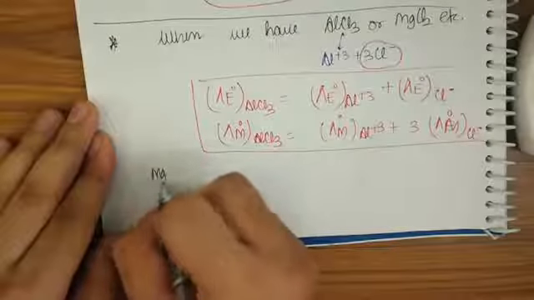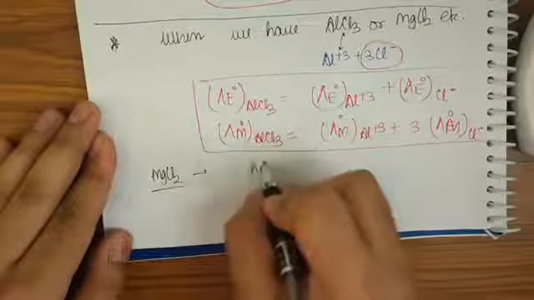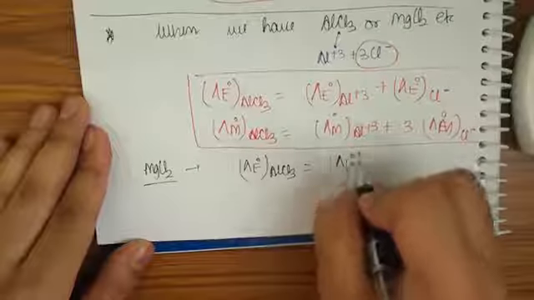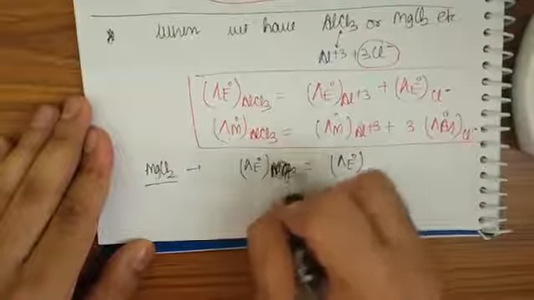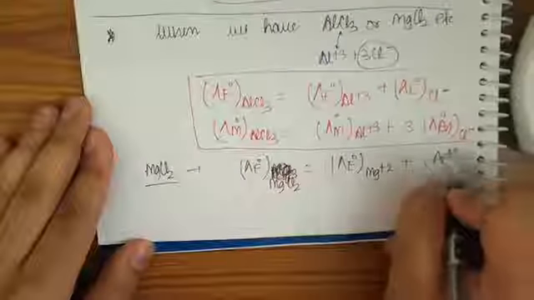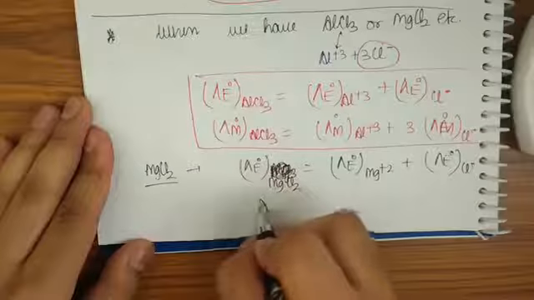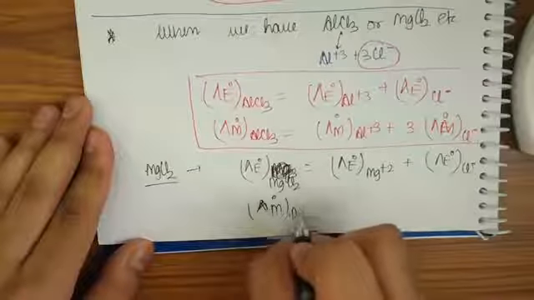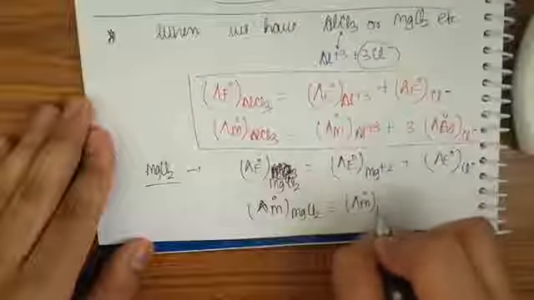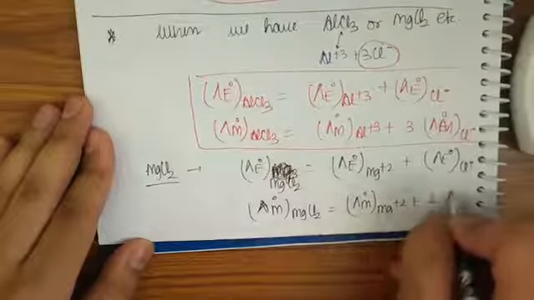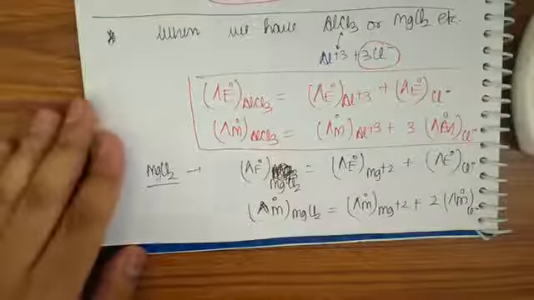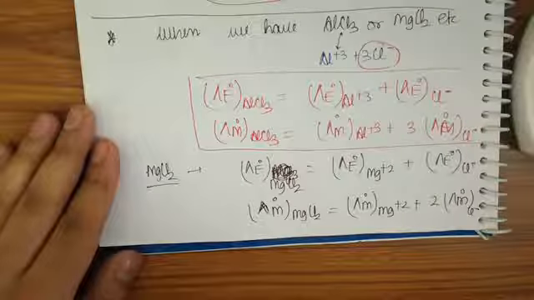Let us take another example. If I have MgCl2, then lambda E naught will be just the summation of lambda E naught of the particular ions: lambda E naught of Mg²⁺ plus lambda E naught of Cl⁻. But what will be the value of lambda M for MgCl2? It will be lambda M naught of Mg²⁺ plus 2 into lambda M naught of Cl⁻. Here we have to multiply by 2, because in molar conductivity you have to take the number of ions also. So this was one important point.